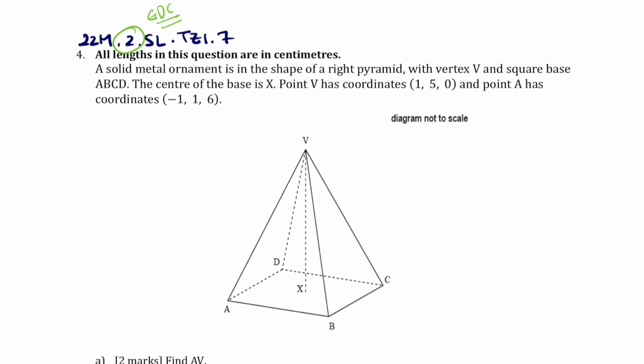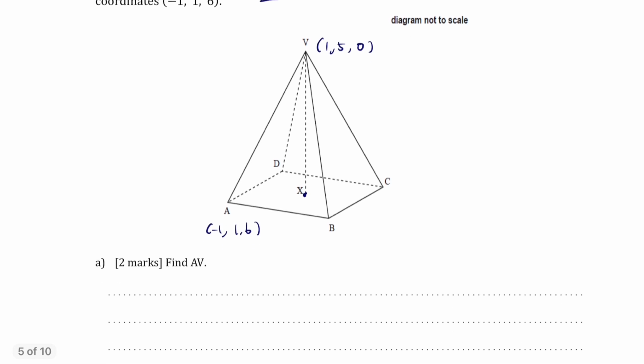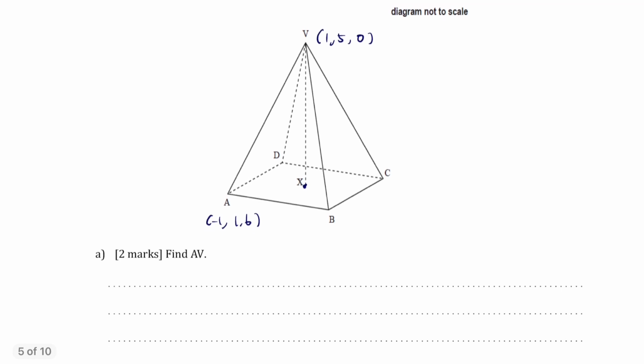So we have a solid metal ornament that is in the shape of a right pyramid with the vertex V, square base ABCD. The center of the base is X. The point V, which is the vertex, has coordinates of 1, 5, 0, and point A has coordinates of negative 1, 1, 6. So we need to find the length of the AB. So AB is here, okay?